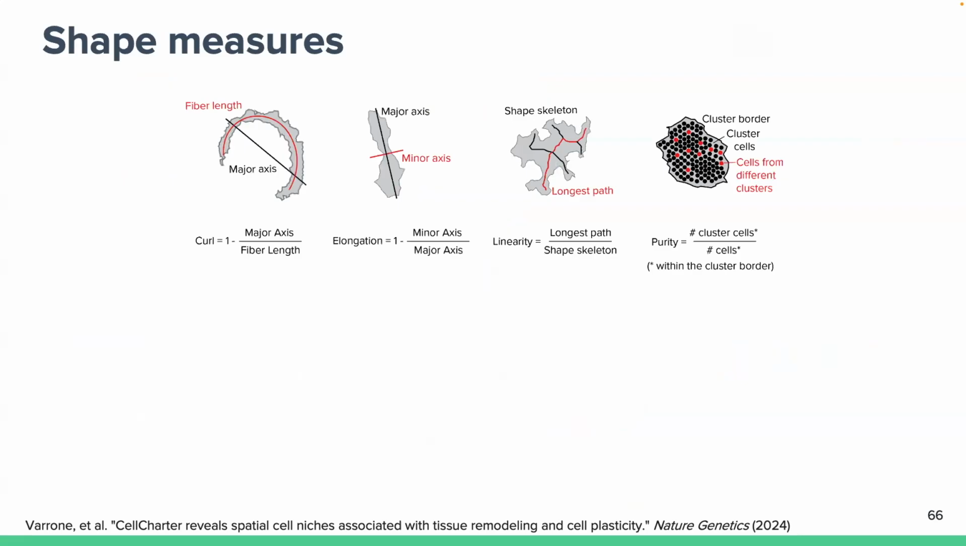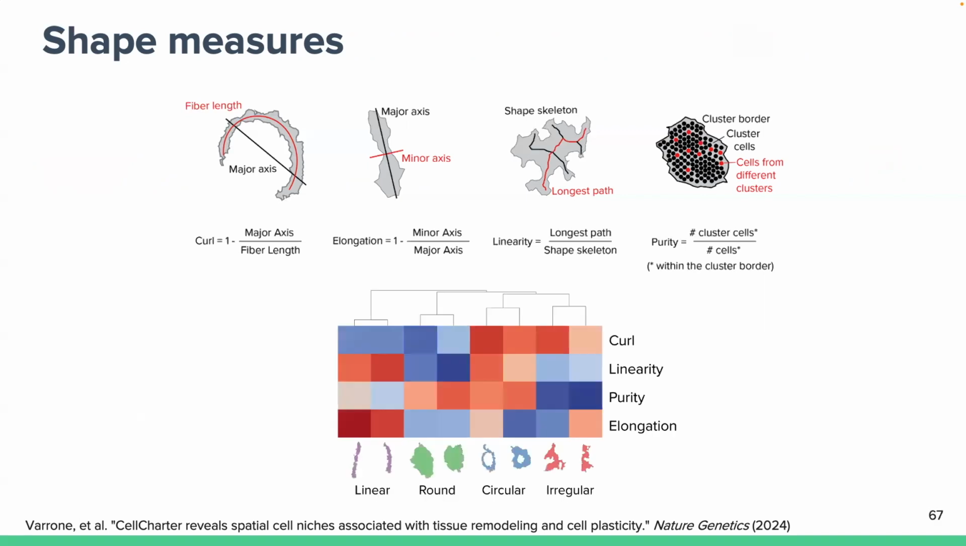For the shape analysis, we developed 4 metrics to characterize shape. One is curl, which measures how twisted or curled a certain domain is. Elongation, or aspect ratio, is the ratio between the major axis and the minor axis of the domain. Linearity measures how much a certain domain can be approximated as a linear path, regardless of whether it's a straight line or a curved line. And then, to identify the shape of these domains, we always draw automatically a boundary around the domain. But still, there could be cells of other domains within the boundaries, and purity measures exactly that. We show that by combining these different metrics, we were able to distinguish between different shapes of domains, like linear, round, circular, or more irregular shapes.